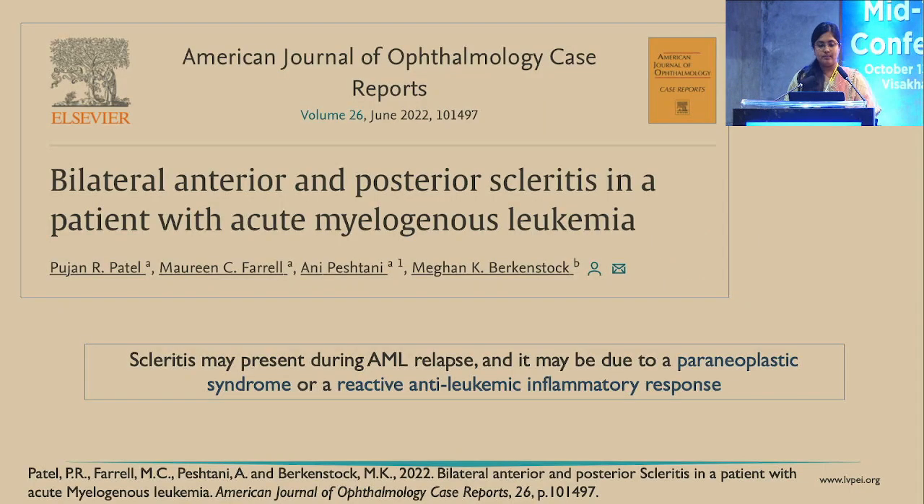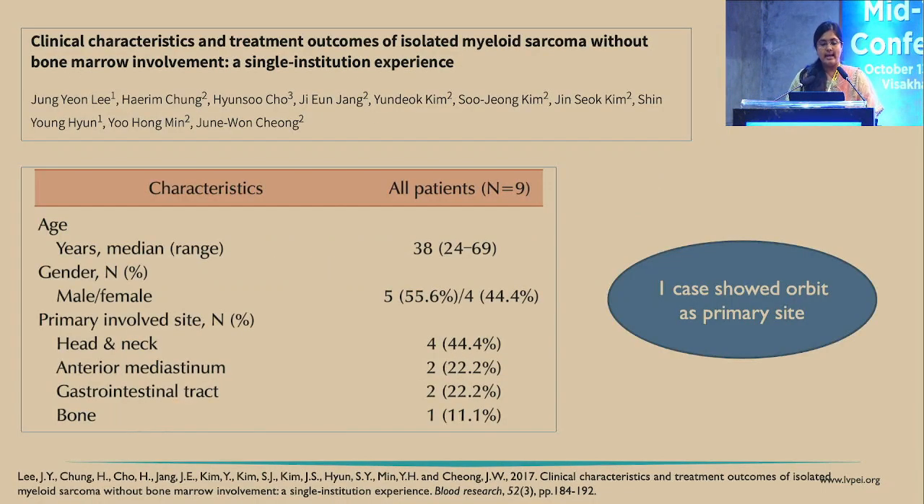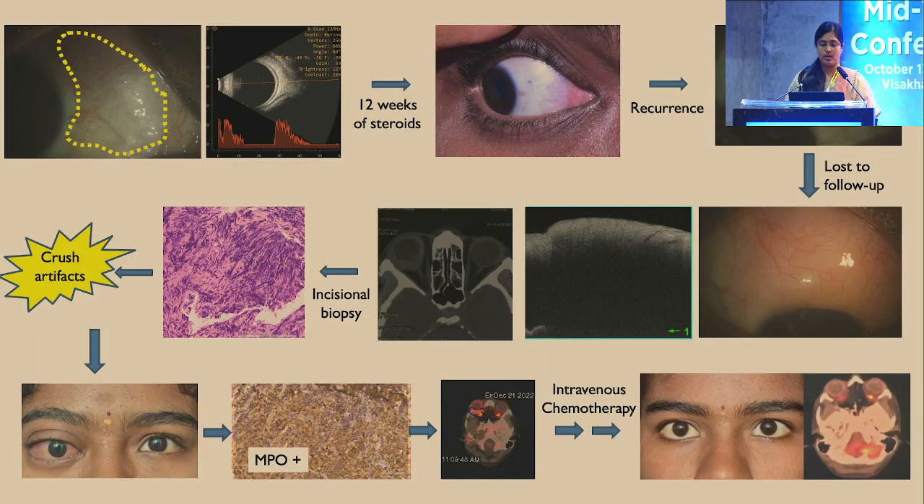There are cases where anterior and posterior scleritis were reported in an AML case, and they hypothesized that it's due to a reactive anti-leukemic inflammatory response. And in an article by Lee et al., he described 9 cases of isolated myeloid sarcoma in which only 1 case showed the orbit as a primary location.